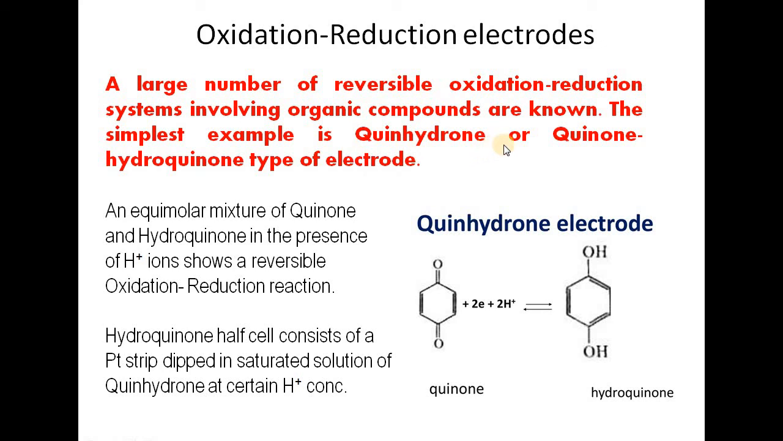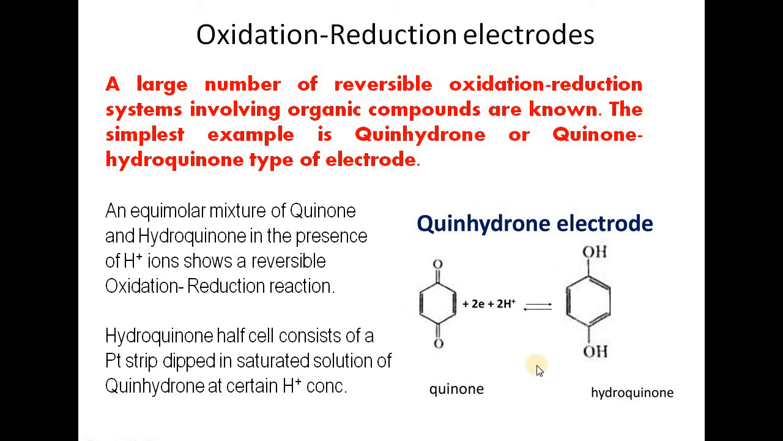The simplest example is the quinhydrone, or quinone-hydroquinone, type of electrode. In these electrodes, we have an equimolar mixture of quinone and hydroquinone in the presence of H plus ions. In the presence of H plus ions, quinone and hydroquinone show a reversible oxidation-reduction reaction. Quinone takes 2 electrons in the presence of H plus ions and converts to hydroquinone. Such electrodes are prepared by dipping a platinum strip in a saturated solution of quinhydrone at a certain hydrogen ion concentration. Where quinhydrone is what? It is an equimolar mixture of quinone and hydroquinone.